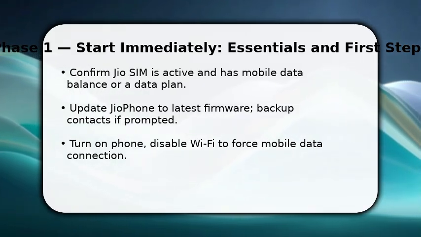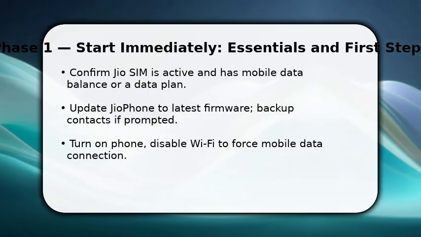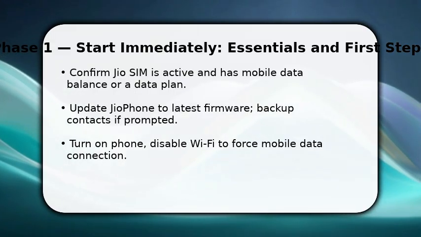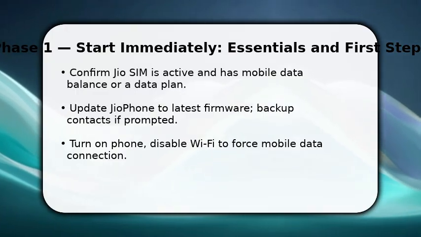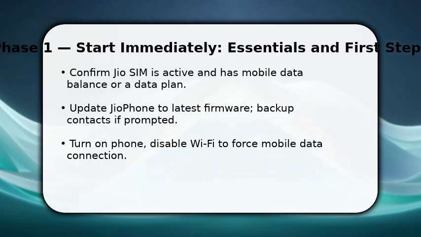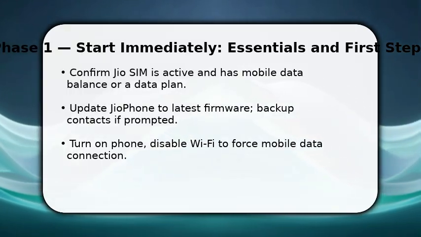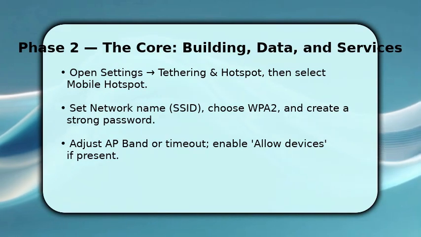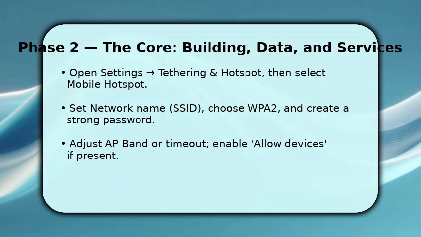Now go to Settings and ensure mobile data is enabled. Disable Wi-Fi to force the phone to use the cellular link. These steps ensure a stable base connection, so when you create the hotspot, the phone will share the live Geo data. Next, you go into Settings, find Tethering and Hotspot, and tap Mobile Hotspot.